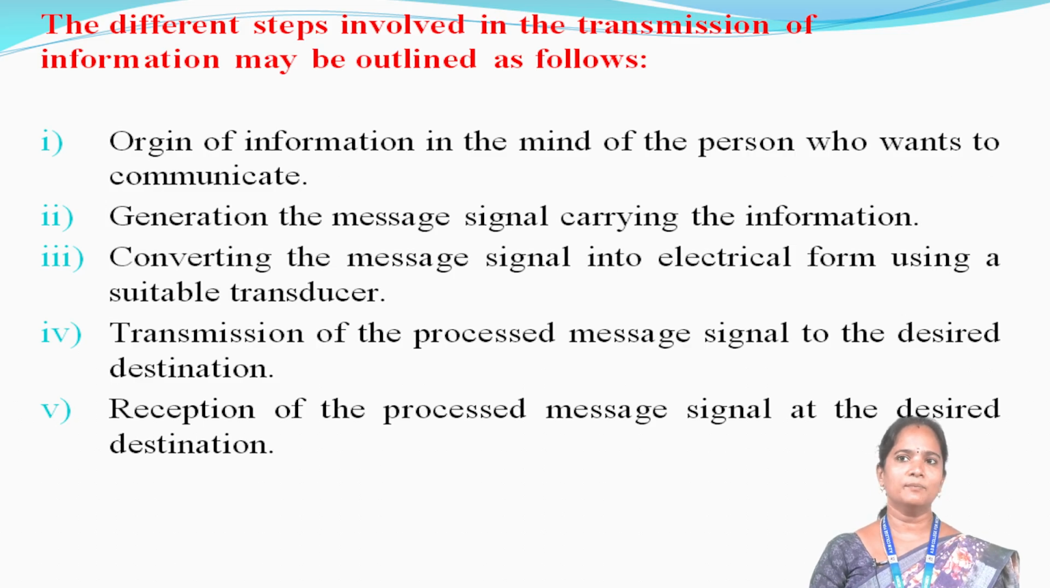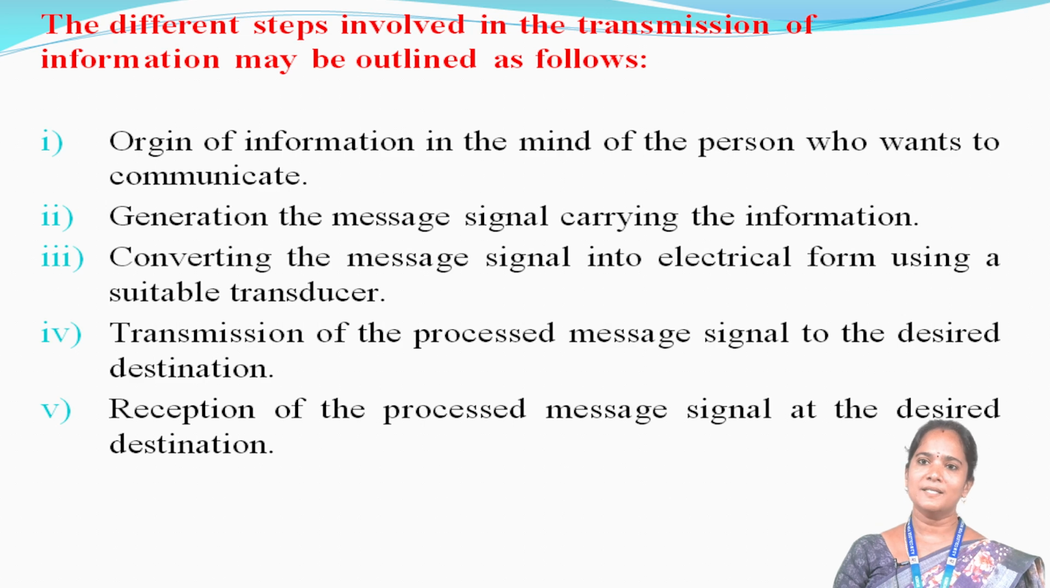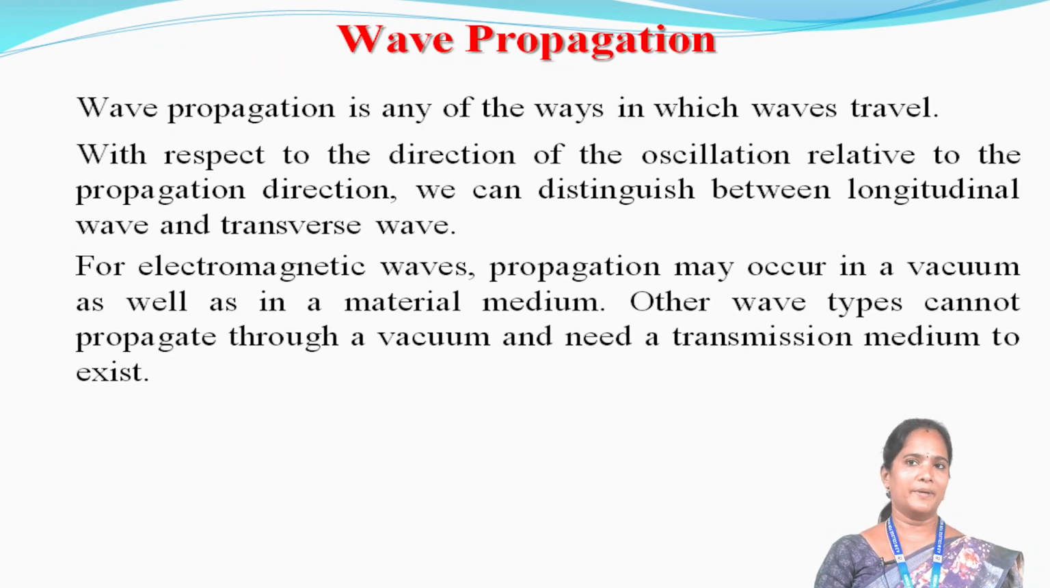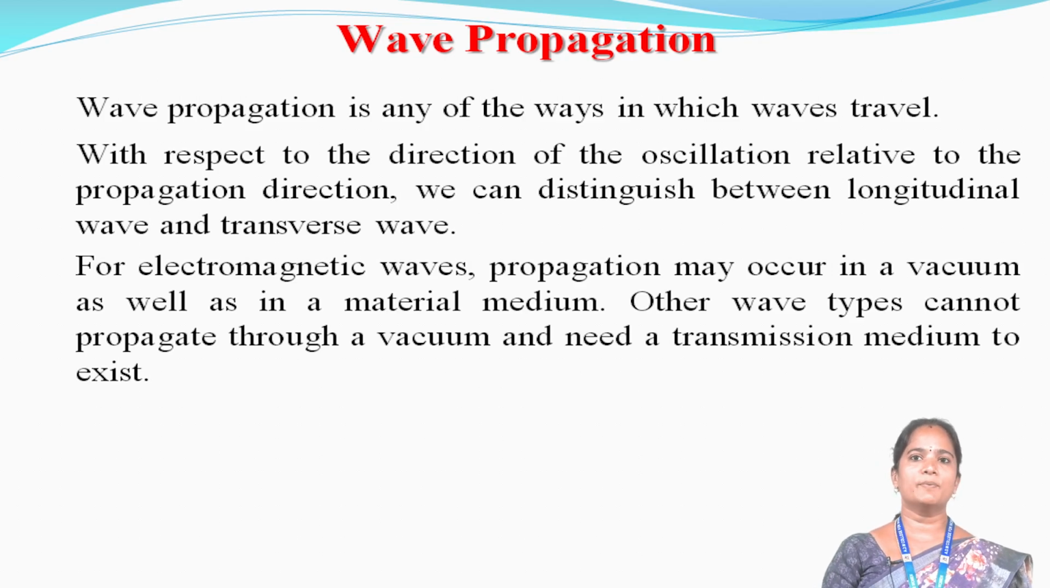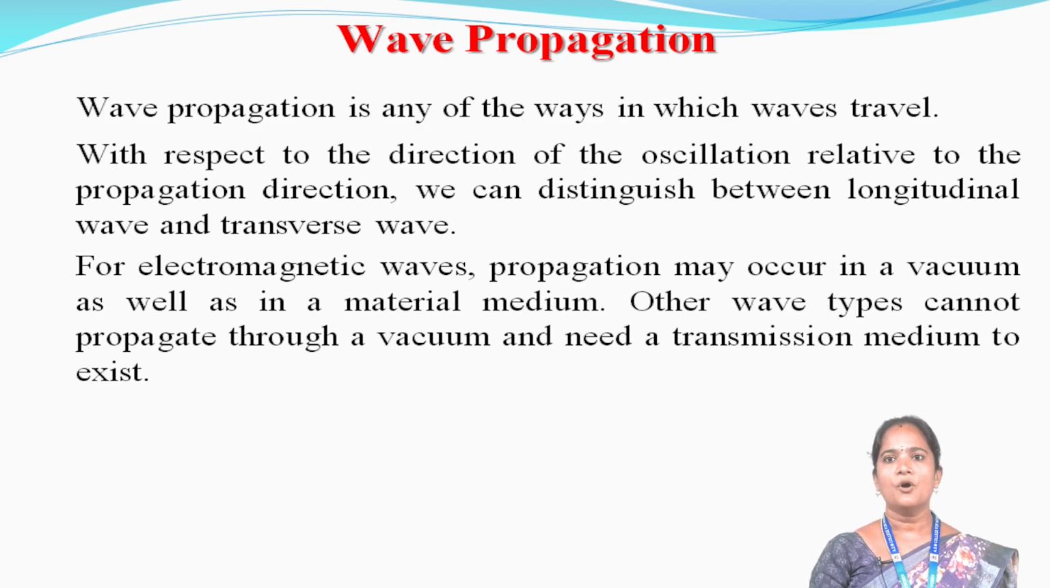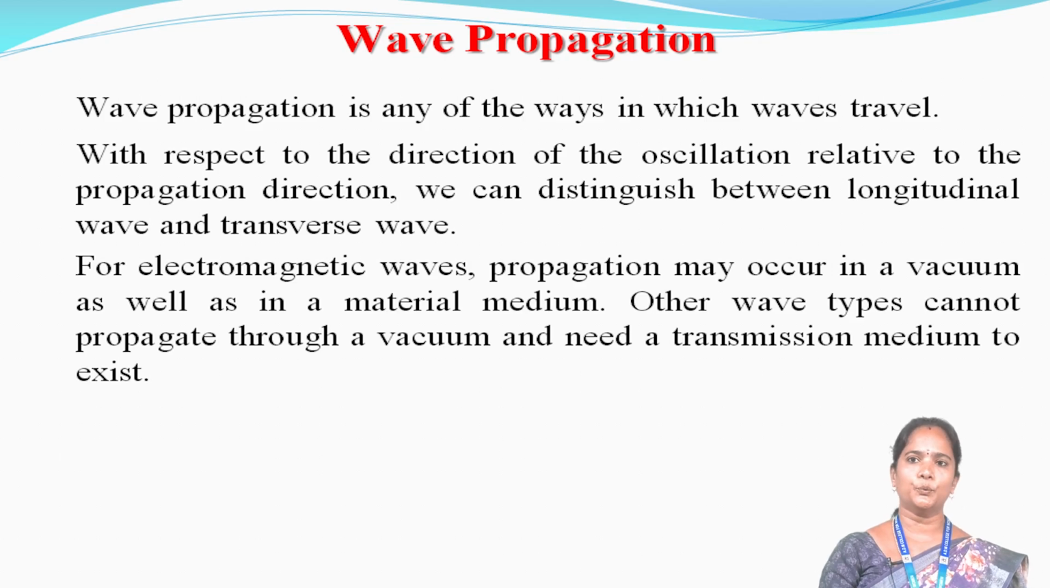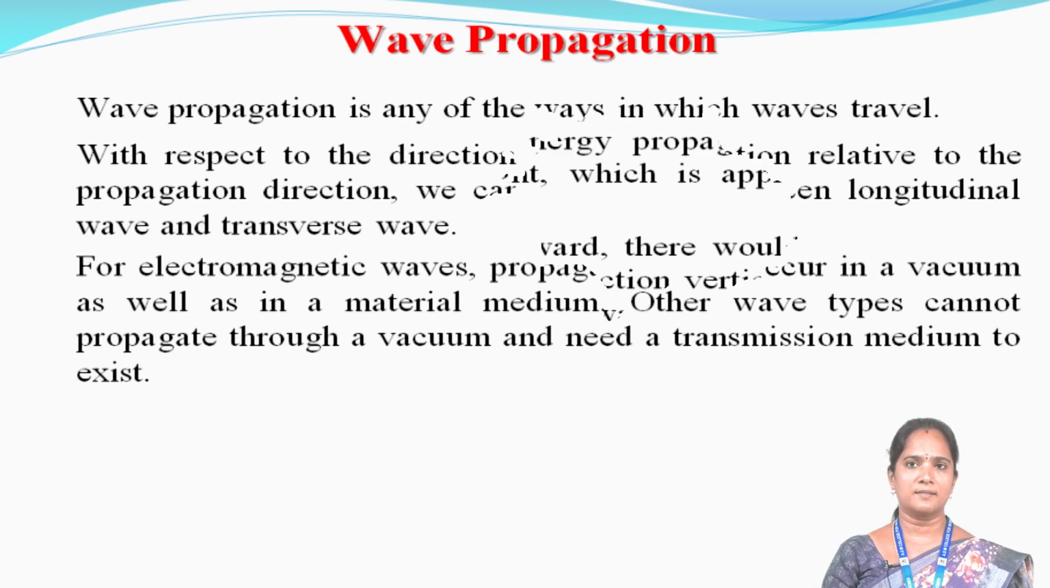The several communication systems like telephony, radio broadcasting, television broadcasting, radar communication, satellite communication, fiber optic communication, computer communication, and wireless communication can be studied. First one, wave propagation. Wave propagation is any of the ways in which waves travel with respect to the direction of the oscillation relative to the propagation direction. We can distinguish between longitudinal waves and transverse waves. For electromagnetic waves, propagation may occur in a vacuum as well as in a material medium. Other wave types cannot propagate through a vacuum and need a transmission medium to excite.